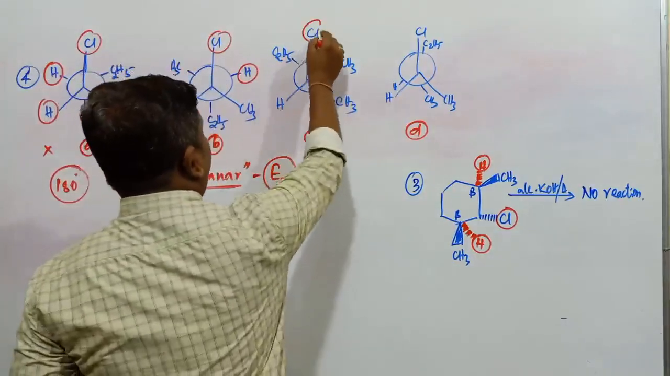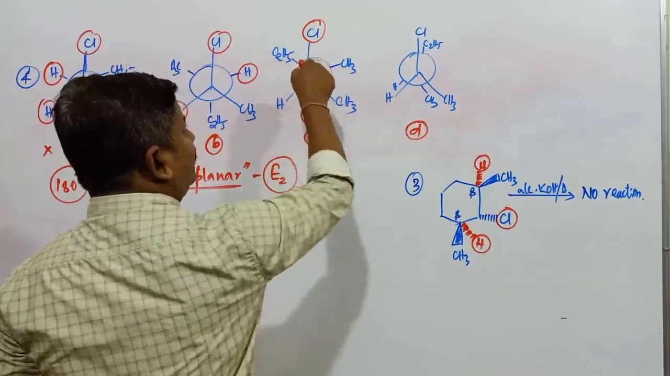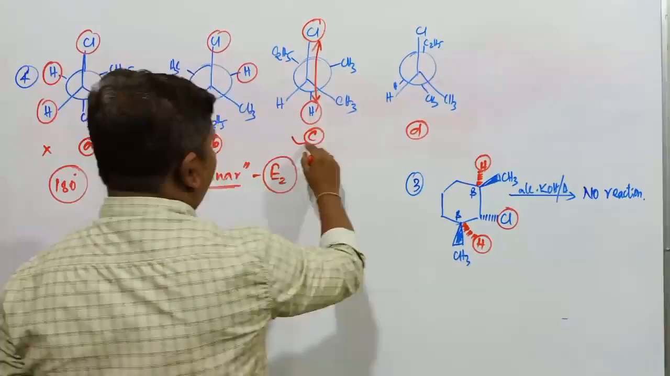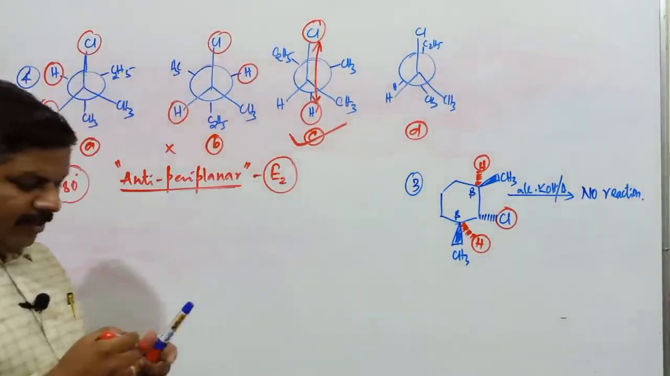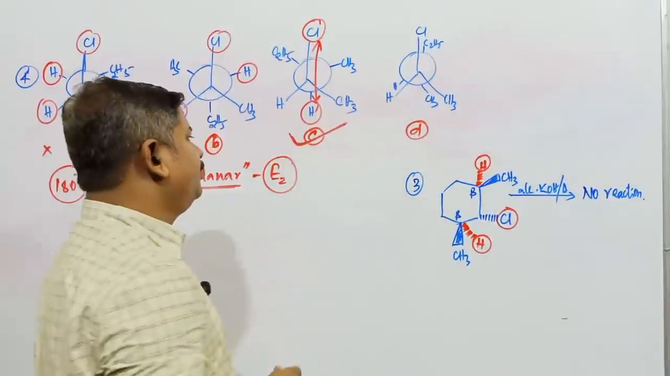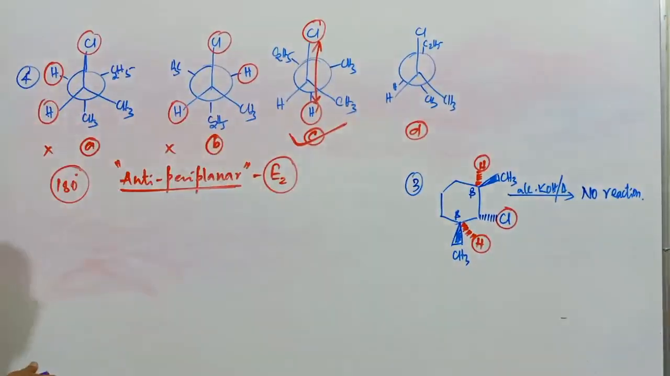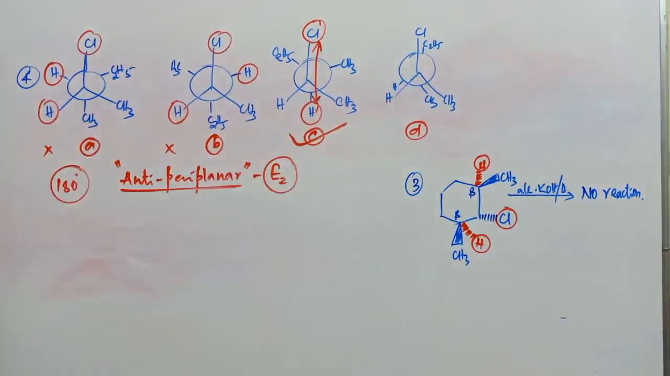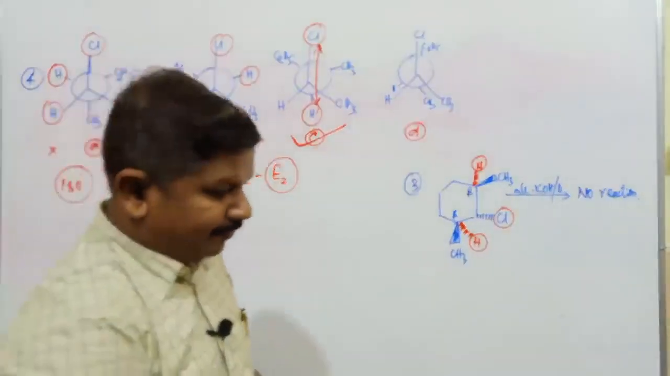This is chlorine and this is hydrogen. Both are present in the anti-periplanar position at an angle of 180 degrees. So this is the molecule which undergoes E2 reactions very easily. So here also it is not possible. The correct structure for the E2 reaction must be this one. It is in the anti-periplanar position, so the E2 reaction takes place readily.